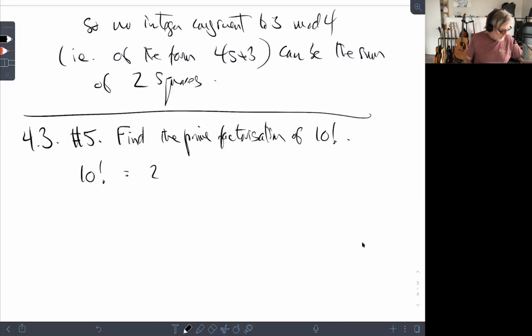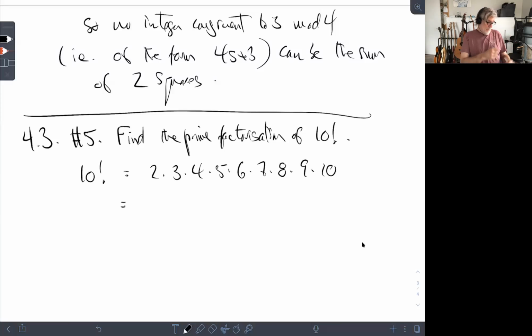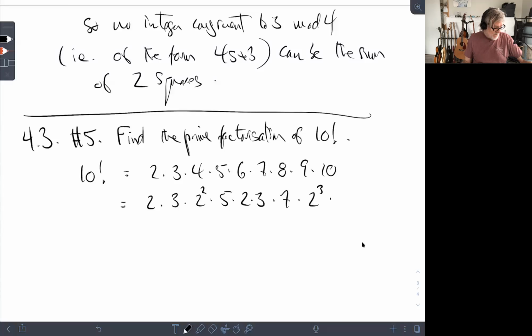It is 2 times 3 times 4, I didn't put the 1, right? So 5, 6, 7, 8, 9, 10. I'm going to factor all these numbers separately. So that's 2 times 3. 4 is 2 squared. 5 is 5. 6 is 2 times 3. 7 is 7. 8 is 2 cubed. 9 is 3 squared. And 10 is 2 times 5.